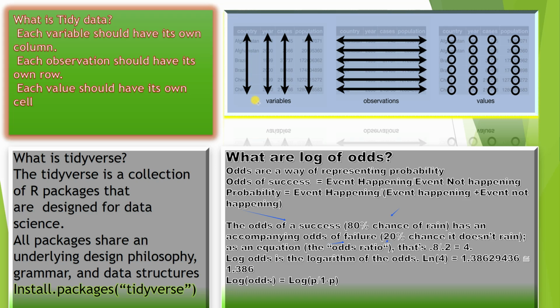Log odds is the logarithm of the odds. We take the natural log of 4, which is equal to 1.38. It's also depicted in the equation below: log odds equals log of p divided by 1 minus p, where p is the probability of the event happening. Second, we also have to understand another concept, weighted log odds. Let us go to that page.